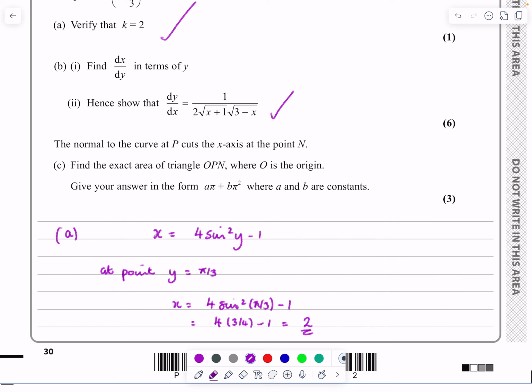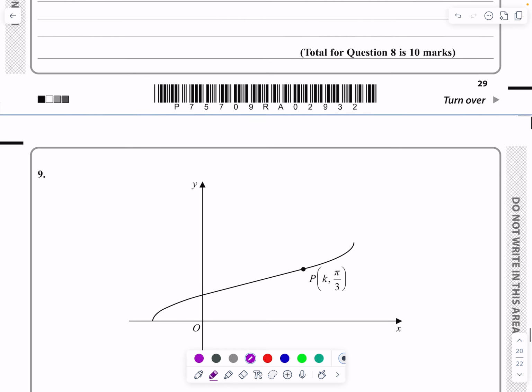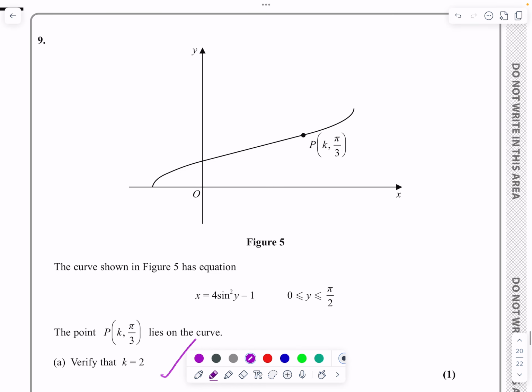Part C says the normal to the curve at P cuts the x-axis at point N. Find the exact area of the triangle OPN. Right, so let's actually go back and just stick that on the diagram up here. So what they're saying is the normal at P would look something like, let's just put that in the right place, would look something like that, wouldn't it?